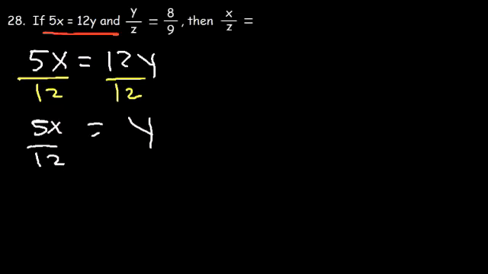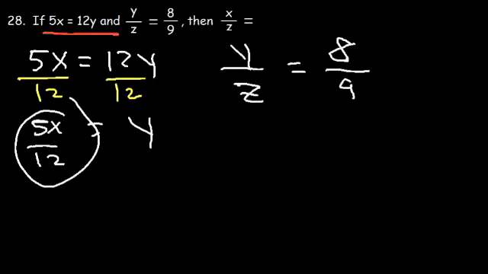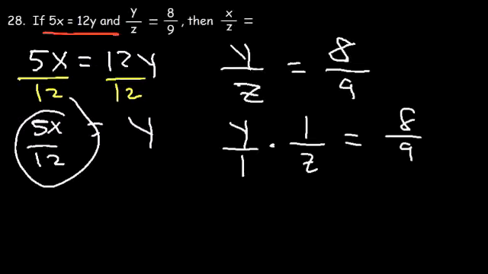Now, in the second equation, y divided by z is equal to 8 over 9. We can replace y with 5x over 12. But before I do that, I'm going to rewrite the equation like this. y over z is the same as y over 1 times 1 over z, which is 8 over 9. So therefore, y over 1, which is basically y, we can replace that with 5x over 12 times 1 over z, and that's equal to 8 over 9.